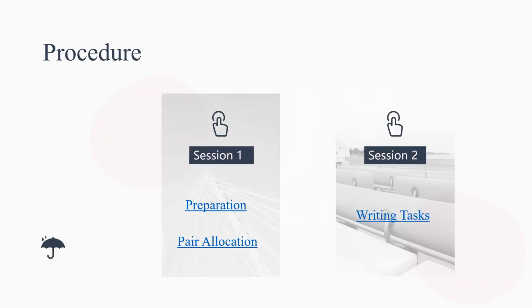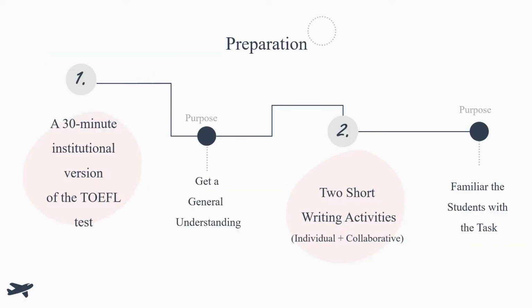The participants have undergone 3 procedures. In the preparation stage, each participant was first asked to complete a 30-minute institutional version of the TOEIC test, so that the researcher could get a general understanding of the participant's proficiency level. The reason for choosing a TOEIC test is to avoid influence due to familiarity with the IELTS test formats. Then they were asked to complete 2 short writing activities. Participants can get familiar with collaborative writing before the actual writing tasks start.